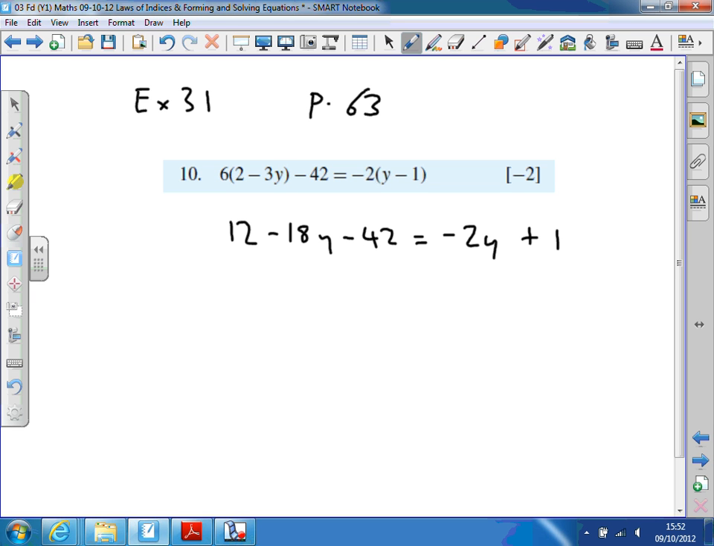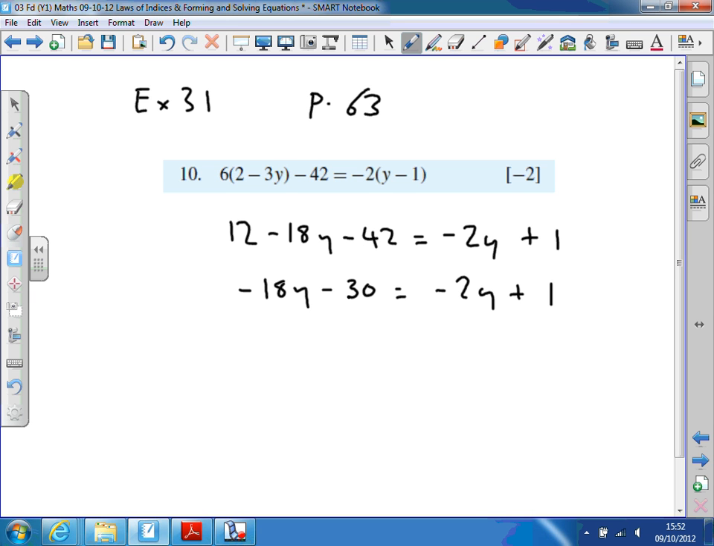Then collect together any numbers that I can, or any terms that I can. Here on the left hand side we've got 12 minus 42. Well, I can do that. That gives me minus 30. So I've got 18y minus 30 equals minus 2y plus 1. So I've multiplied out the brackets and then I've simplified it as much as I possibly can.